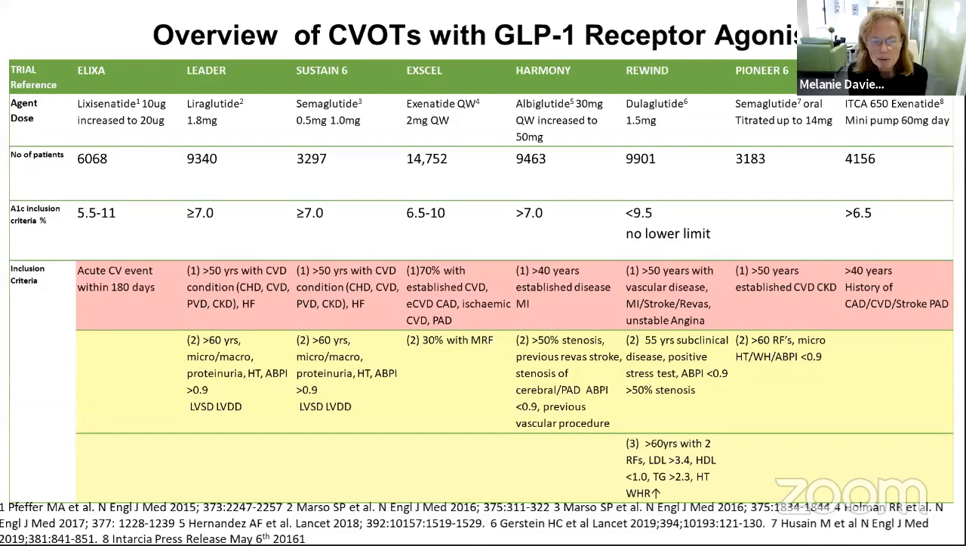You can see in terms of the A1C inclusion, importantly, REWIND, which is with dulaglutide, had no lower limit of A1C. So patients could be recruited with A1Cs of 5.5 or even 6%. And you can see that the inclusion criteria for the background cardiovascular risk is very different. So, for example, in LEADER, the majority of patients had established cardiovascular disease, whereas in REWIND, there was a significant number of the cohort who had risk factors only.